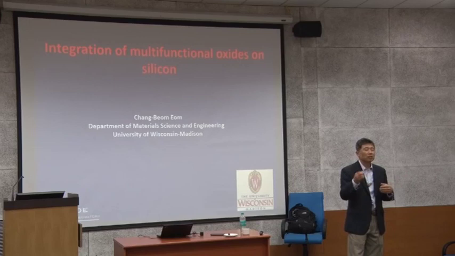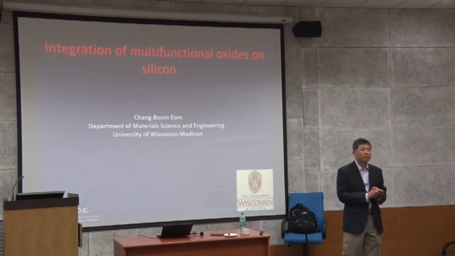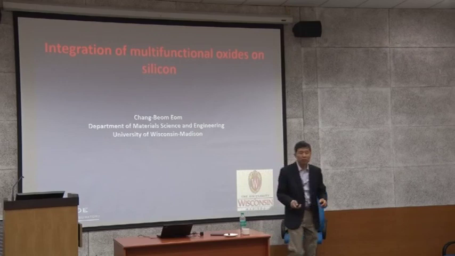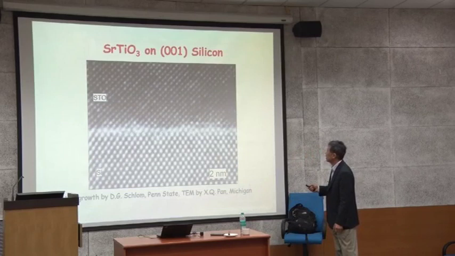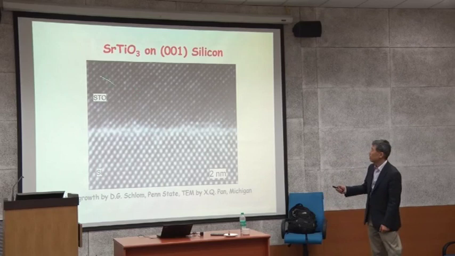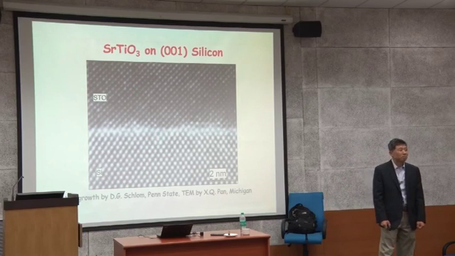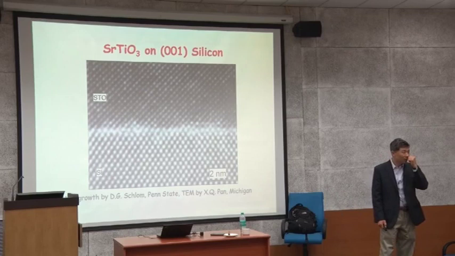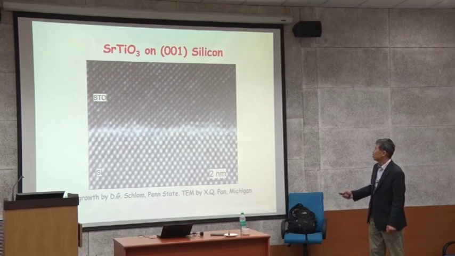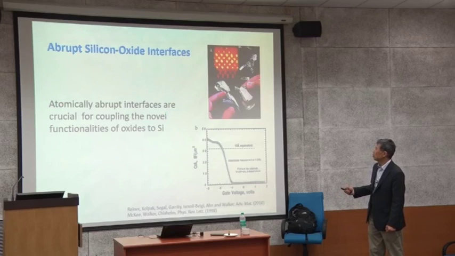To overcome this problem, people thought about whether you can grow strontium titanate, a perovskite material, as a perfect single crystal on silicon. Can it be done? That's one of the interesting questions. I'm showing the actual result here: strontium titanate on silicon, epitaxially grown beautifully well. How does this happen, given that the structure is different and the oxide is different? You get an abrupt silicon interface, crucial for coupling novel functionality to silicon, but initially they were interested in gate dielectrics.